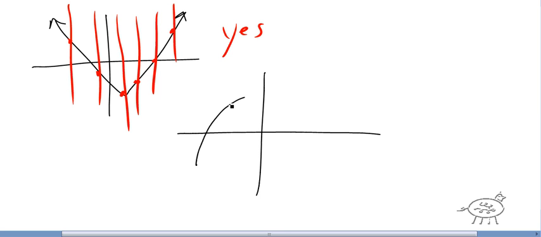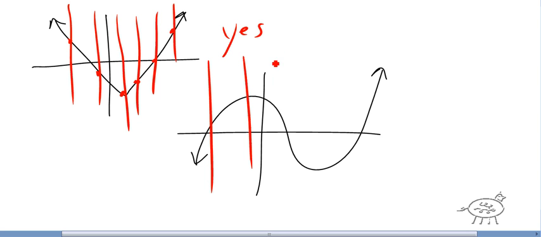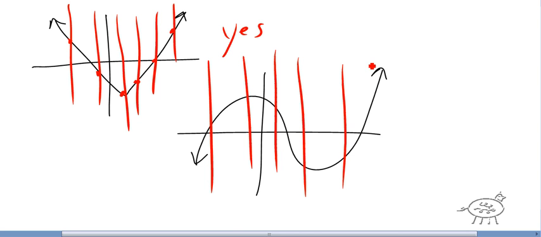Look at that graph. So same thing, just going to draw a bunch of vertical lines. Hits it one place, one place, one place, one place, one place. Hits it in one place, so this is yes. Okay, let's try a few more here.